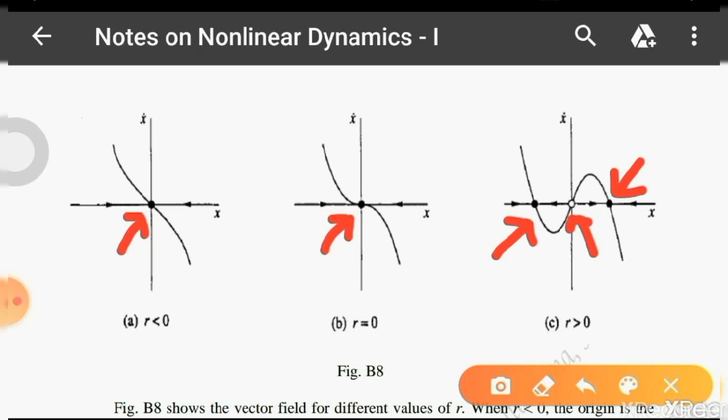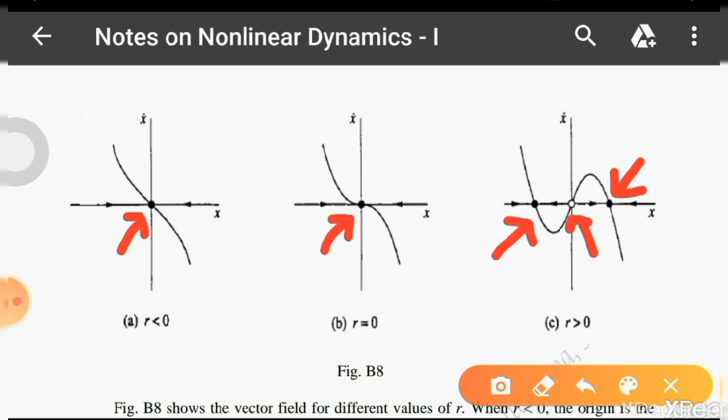Now, in figure A, the fixed point is represented by a solid black circle, and also in figure B it is represented by a solid black circle. Thus, these are the two stable fixed points. And you can see in figure C, when R becomes greater than 0, then the fixed point at x equal to 0 becomes unstable, and the two newly appeared fixed points are now stable fixed points.